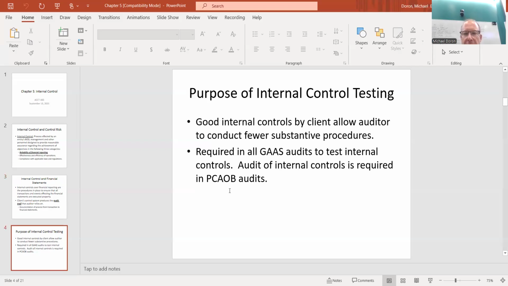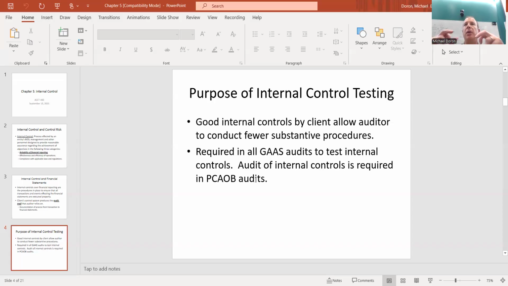All right. Purpose of internal control testing. Good internal controls by the client allow the auditor to conduct fewer substantive procedures. Okay, that's what we learned in the audit risk model. That's one reason to test controls. They have good controls, less work you have to do. Another reason, it is required in all GAS audits to test internal controls, and a separate audit of internal controls is required in PCAOB audits. Okay, that's one piece we left out when we learned the audit report for the PCAOB, the one that we memorized.